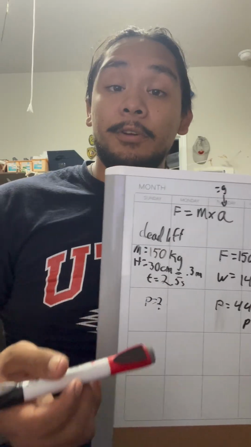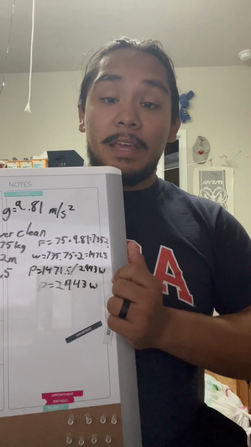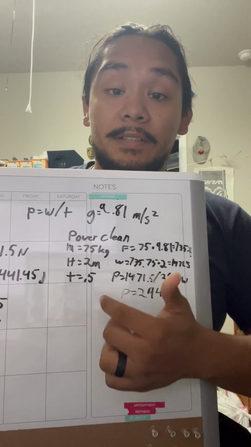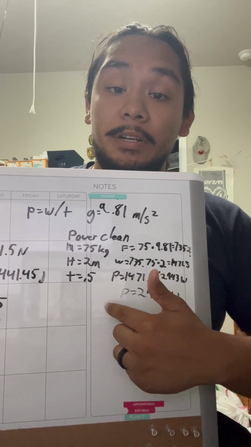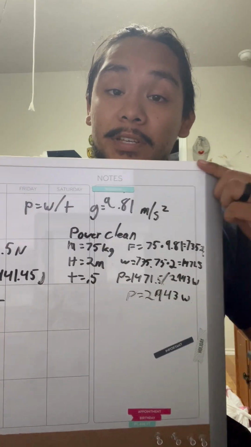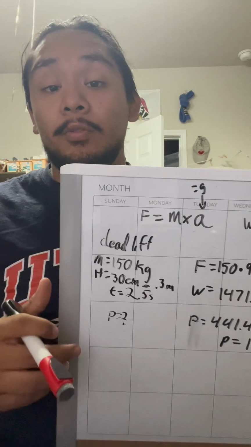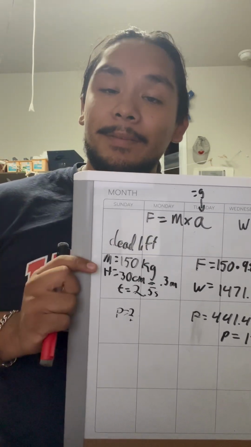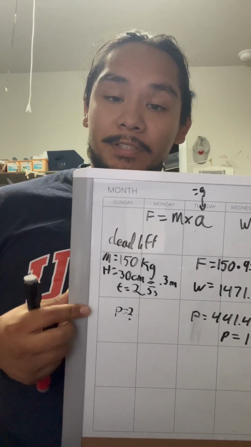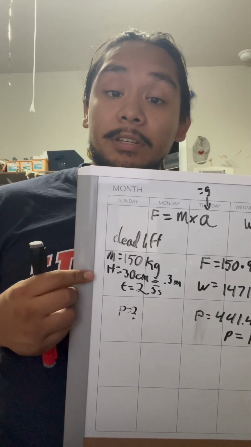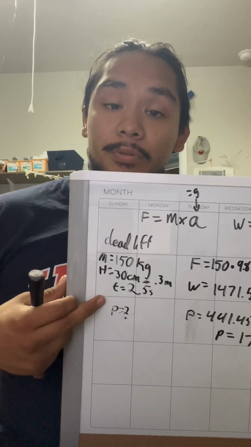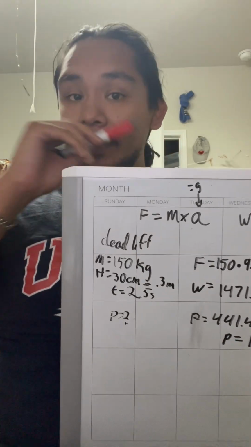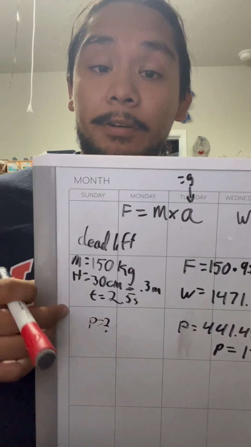Now we do the same thing on the opposite side, right here: a power clean with a mass of 75 kilograms from a 2-meter height with a time of 0.5 seconds. To begin, let's find our power output for the first lift, with 150 kilograms over 0.3 meters in a 2.5 second interval.